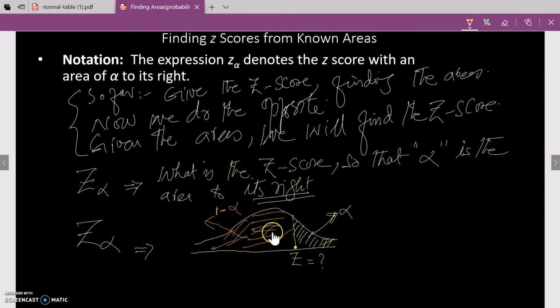Why will this be 1 minus alpha? Because the sum of these two areas will be equal to 1. So if this area is alpha, then this area will be 1 minus alpha. So this is the basic stuff you need to understand. Now the things will become more clear when we do an example. So let's see an example.